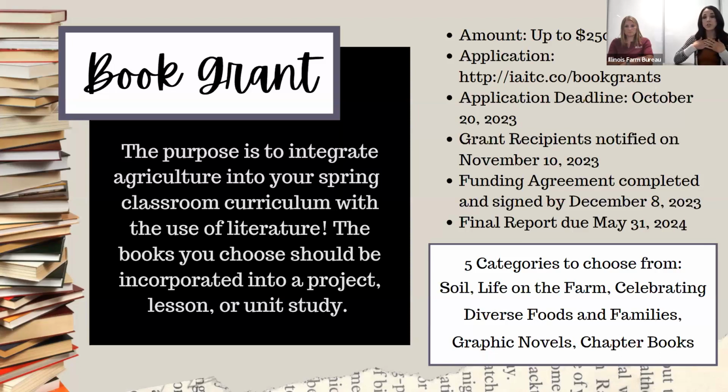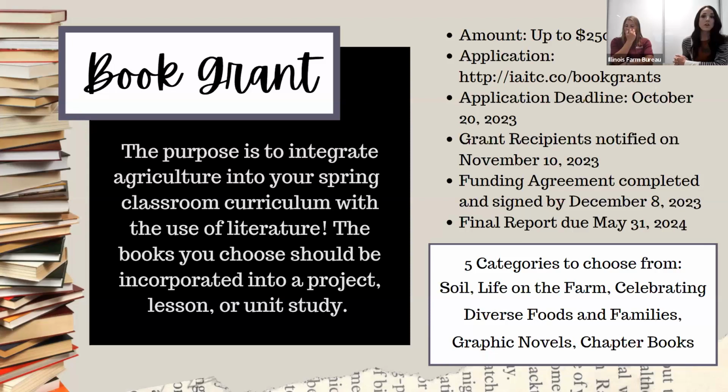So if I was a teacher and I was applying, I can only apply for one book grant within one specific category. And I can also apply for a project grant, but I myself can't apply for a book grant within, you know, the soil category and then another book grant within life on the farm category. So you can apply for one grant for each book grant and project grant. So our five categories this year are going to be soil, life on the farm, celebrating diverse foods and families, graphic novels, and chapter books.